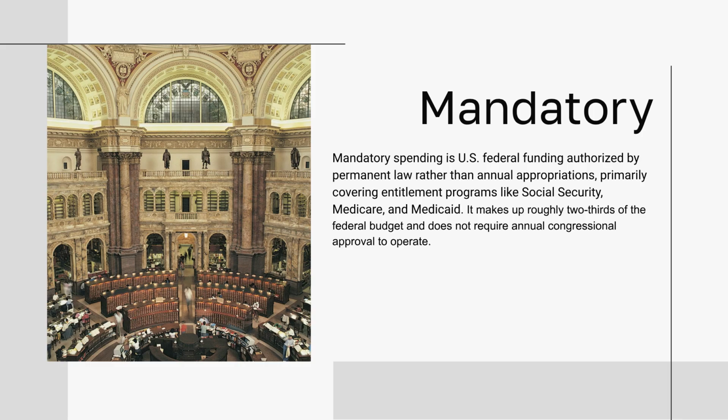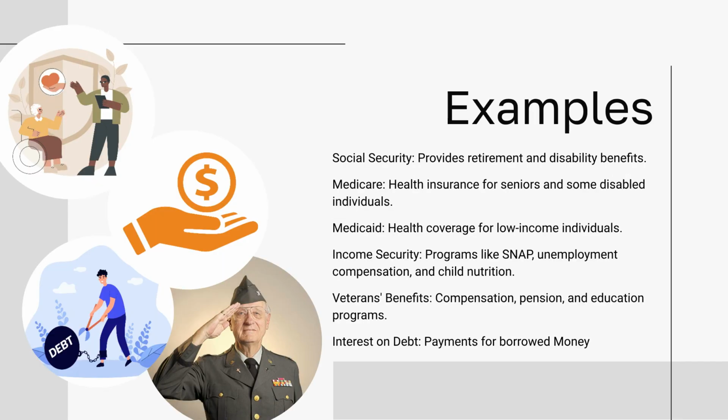Overall, this type of spending is consistent and predictable, but it also limits how much flexibility the government has when creating new budgets. Some examples of this include Social Security, Medicaid, Medicare, and other programs that assist people in need.